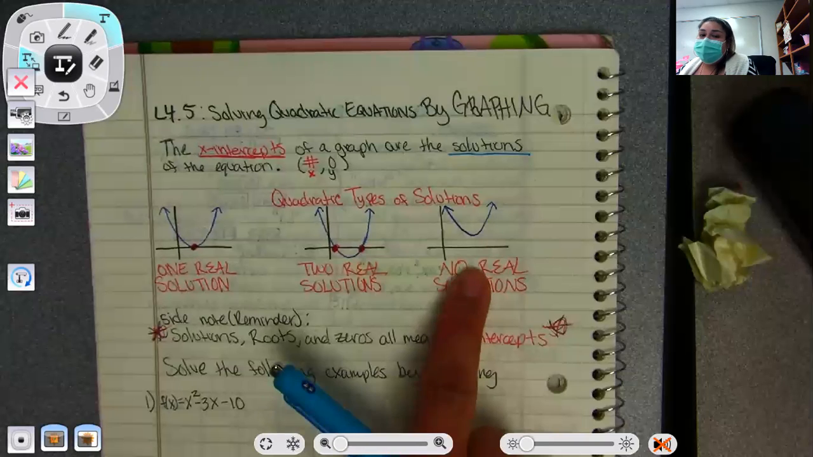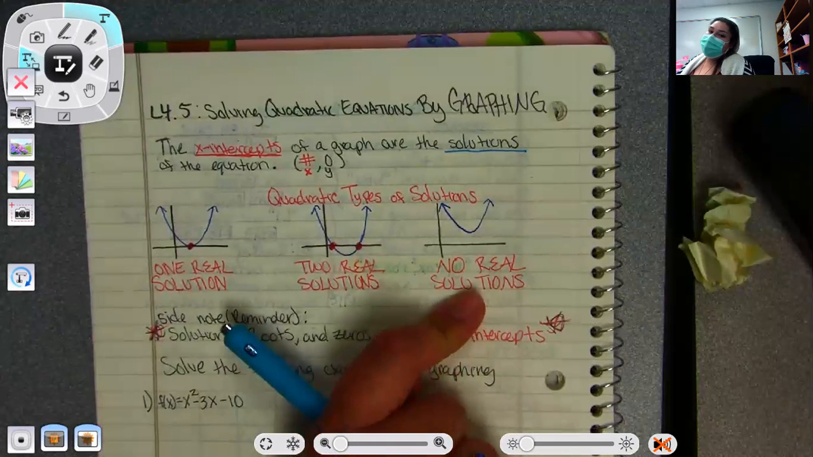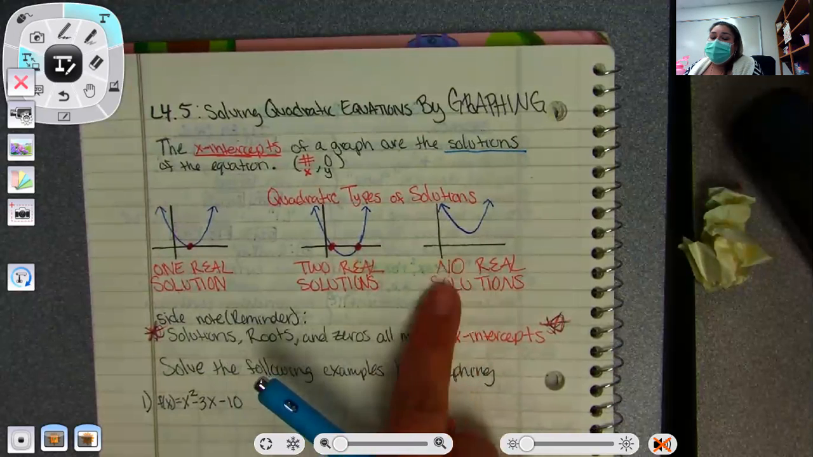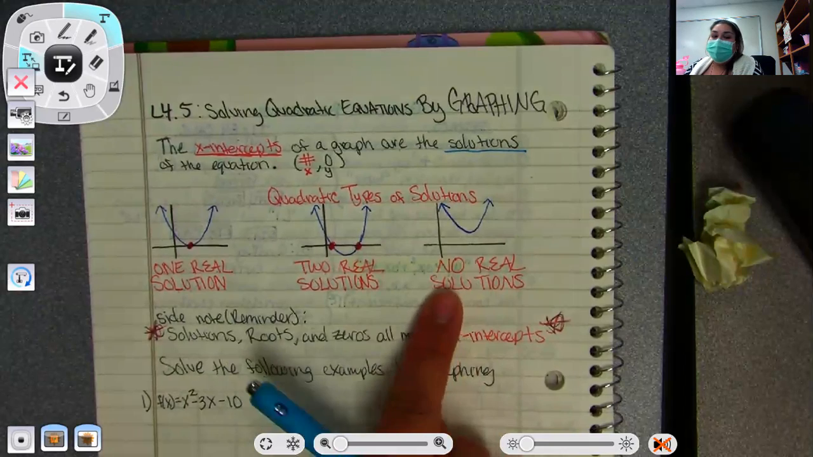Now, in Algebra 1, you would pretty much be done if you knew that there were no real solutions. That's really all that mattered. But in Algebra 2, we're going to be discovering what the solutions would look like, which means they would be complex numbers, which we will talk about further a few lessons down the road.